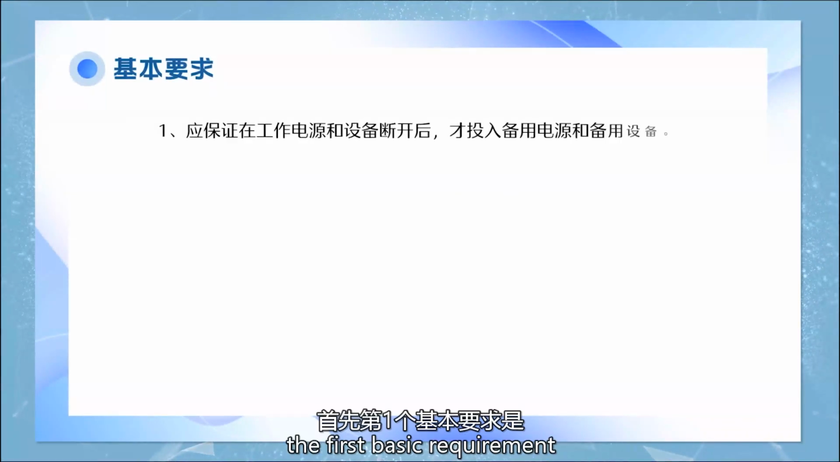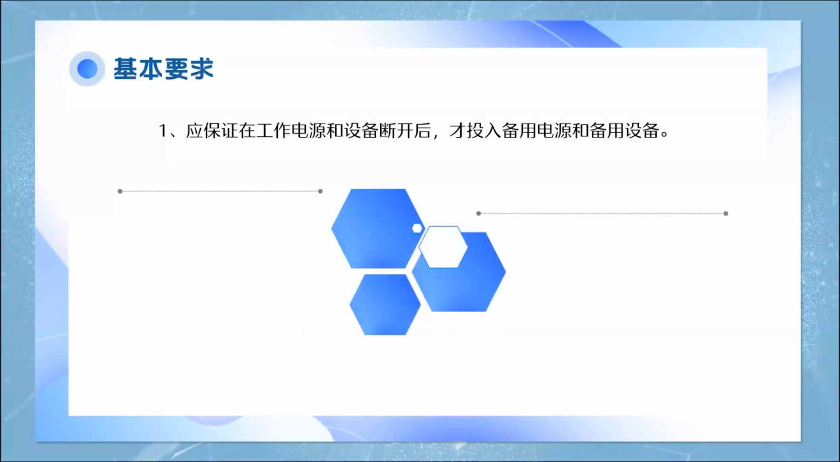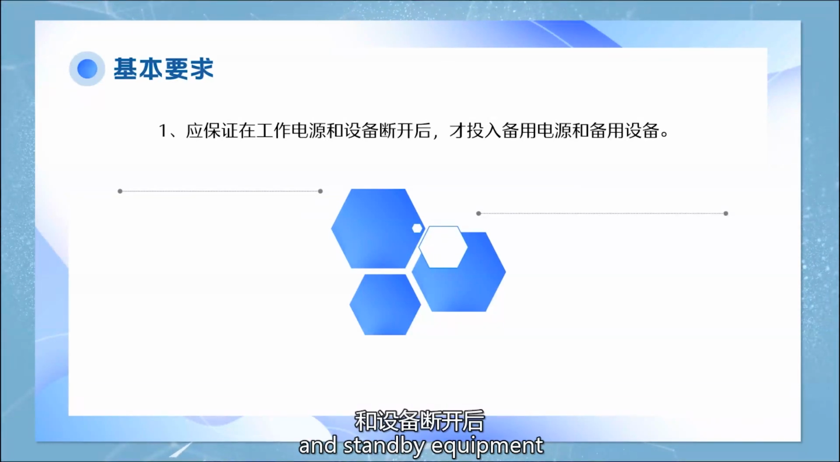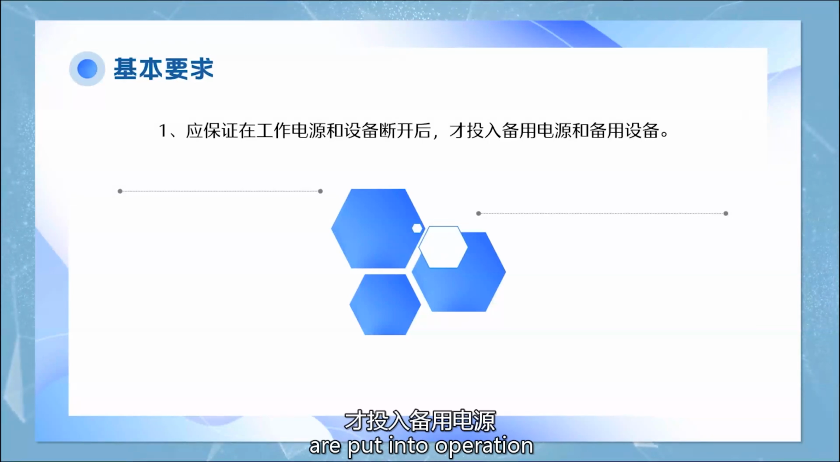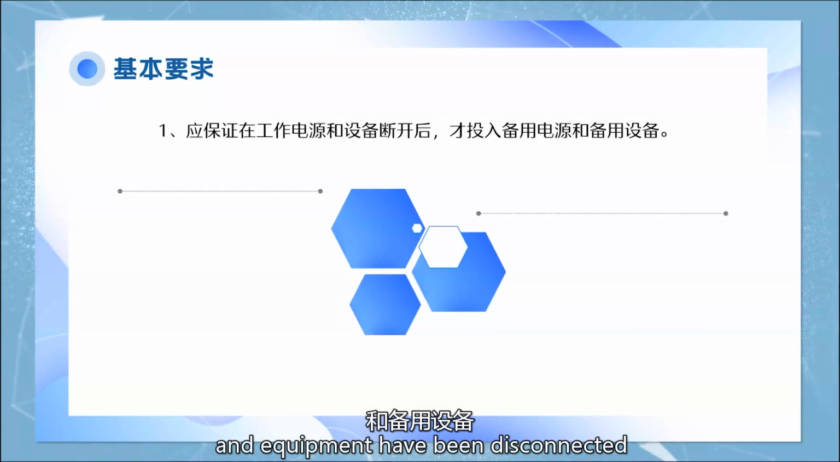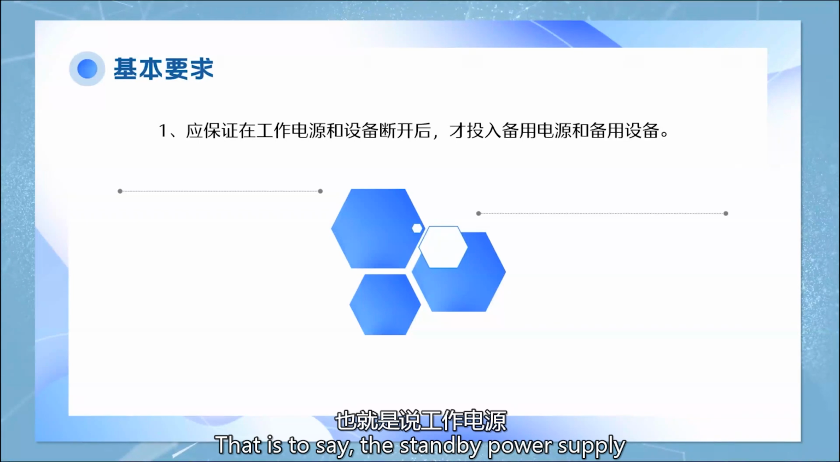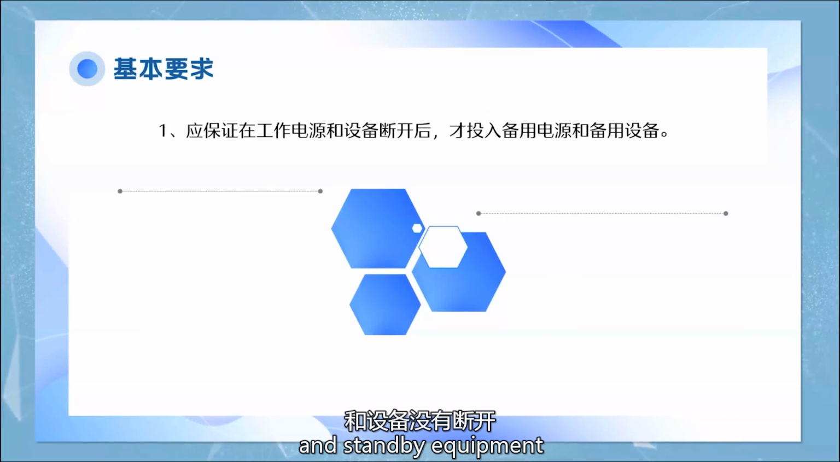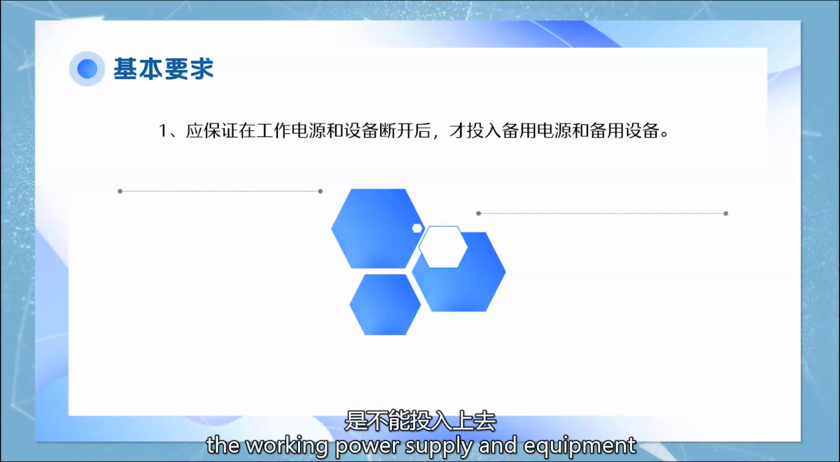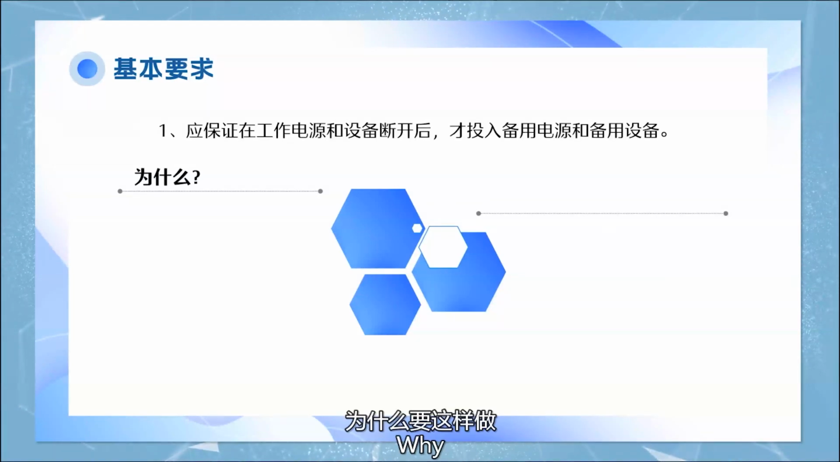First of all, the first basic requirement is to ensure that the standby power supply and standby equipment are put into operation only after the working power supply and equipment have been disconnected. That is to say, the standby power supply and standby equipment cannot be put into operation without disconnecting the working power supply and equipment. Why?